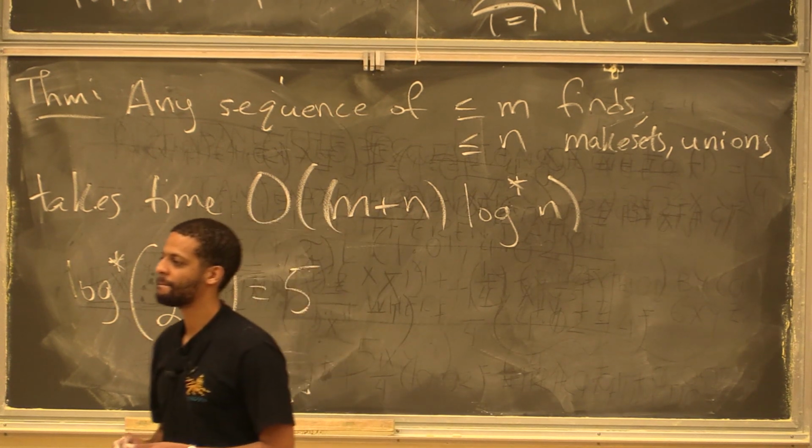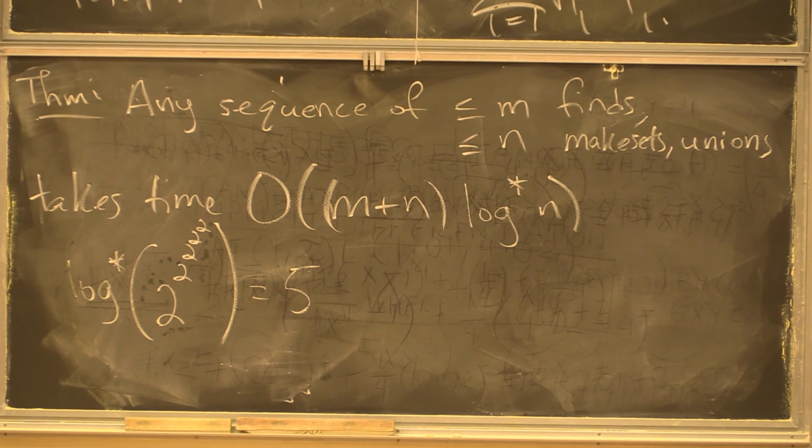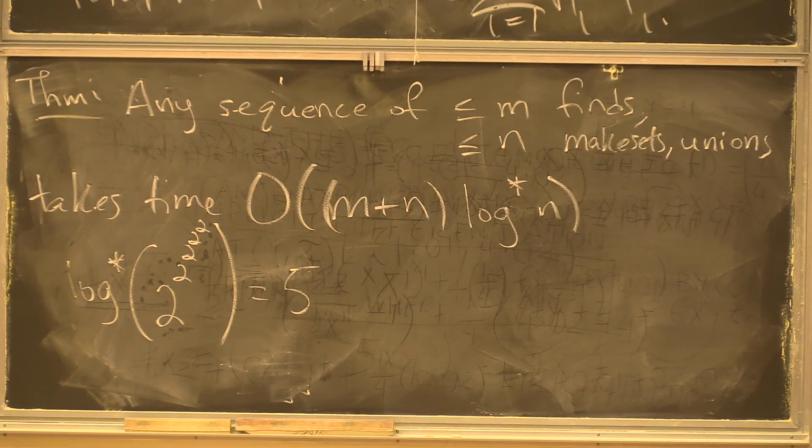Question? I was just wondering if in practice log star of a number is never greater than 5, why do we include it in the real number? Why do we? Yeah. Because we want to write bounds that are basically true for all n going to infinity. Yeah. That's the only reason.